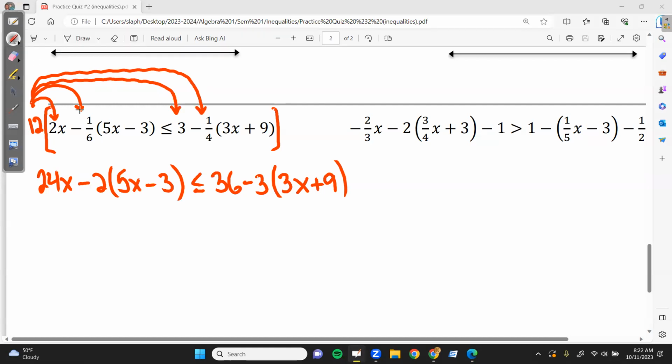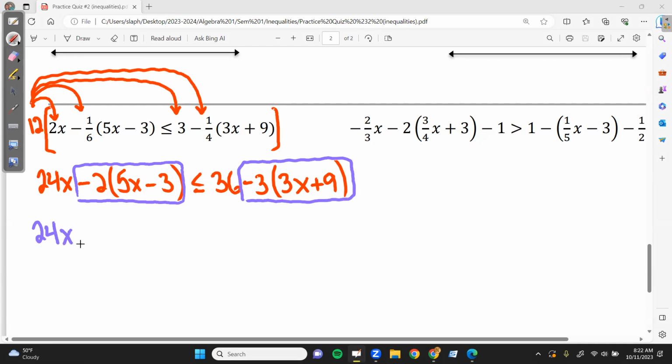We have to distribute. So the only math that's going to take place in the next minute or so is going to happen inside these purple boxes. Nothing else matters at this point. So I'm going to copy down my 24x, and I'm going to get minus 10x, and I'm going to get plus 2 times 3 is 6. Is less than or equal to. Copy down the 36. Distribute the -3. You get minus 9x and minus 27.